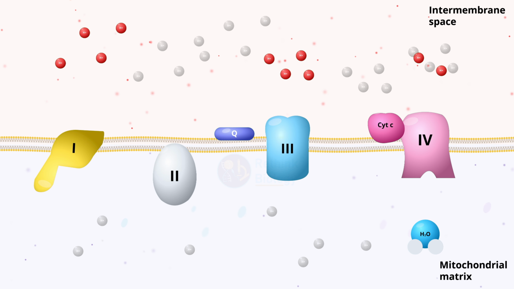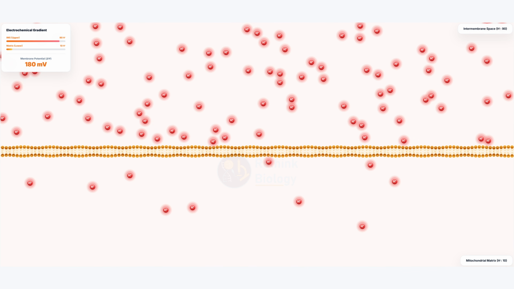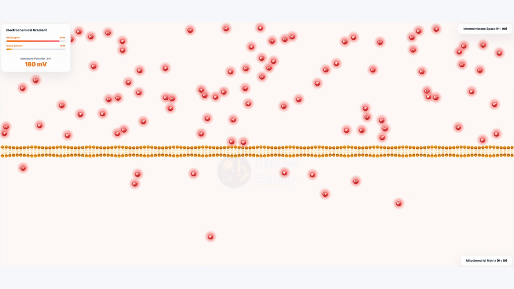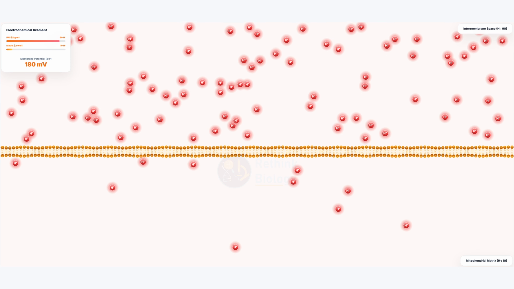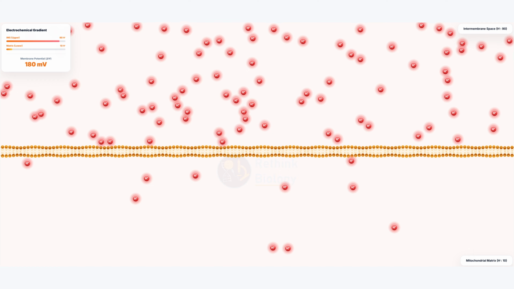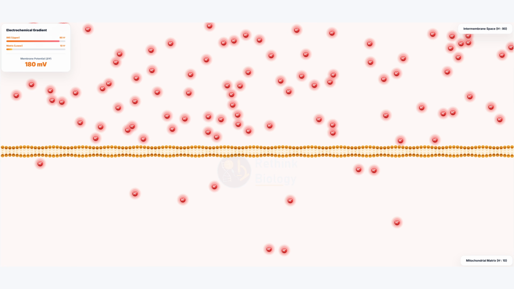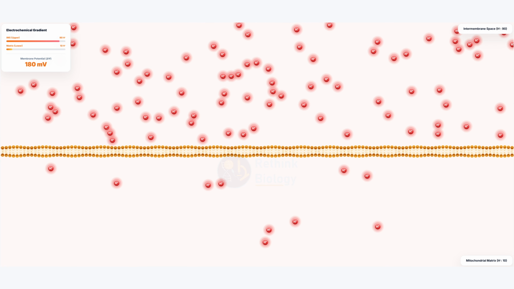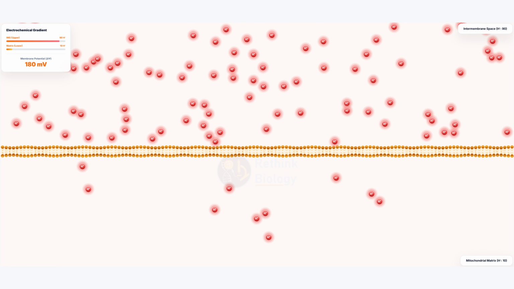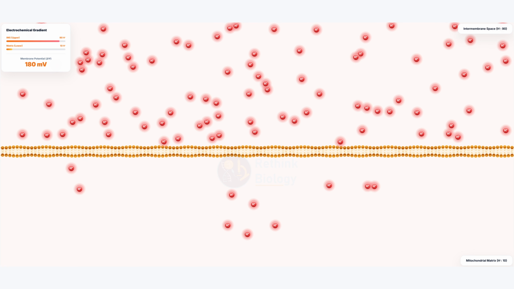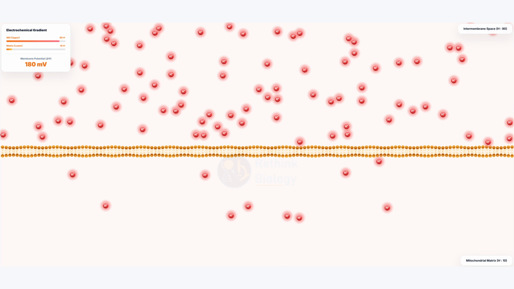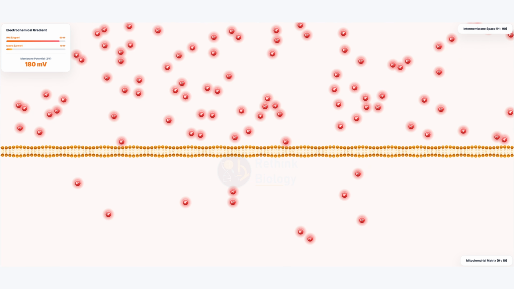Now, we have pumped a massive amount of protons into the intermembrane space. The intermembrane space is now packed tightly with protons. The matrix, on the other hand, has very few protons left. This creates an electrochemical gradient. It is a chemical gradient because there is a high concentration of protons on one side. It is an electrical gradient because protons carry a positive charge.